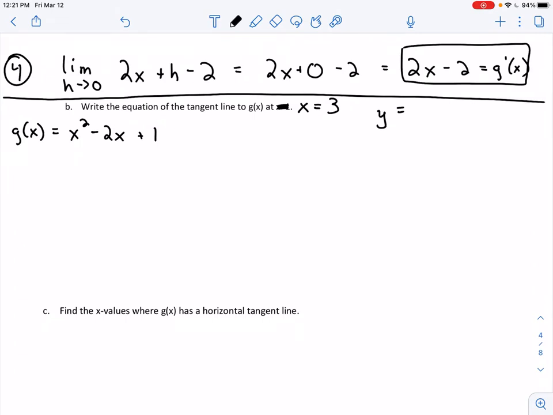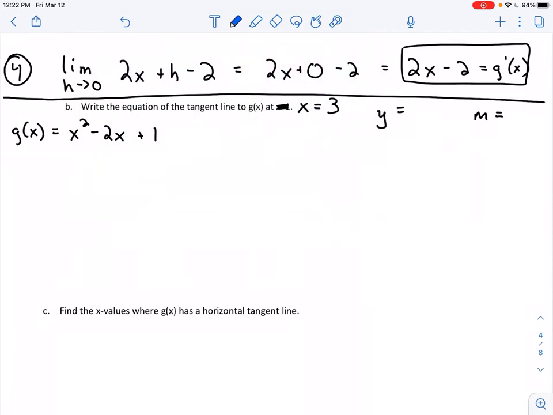The other thing I need is a slope. And if I have a point and a slope, I can write the equation of a line. So I need to find a y value and a slope. Doesn't matter what order that you find those in, it's really up to you. I'm going to start with the y value first, though.